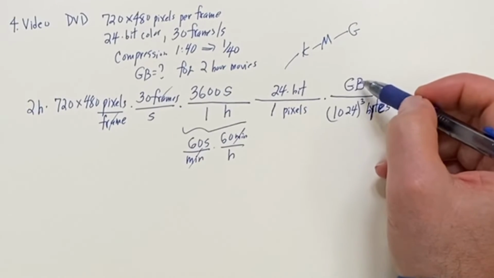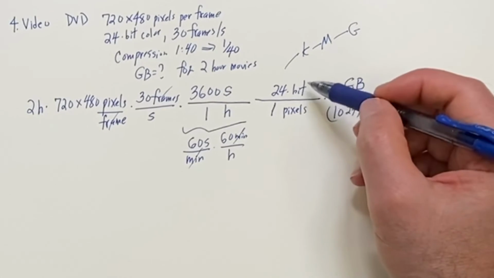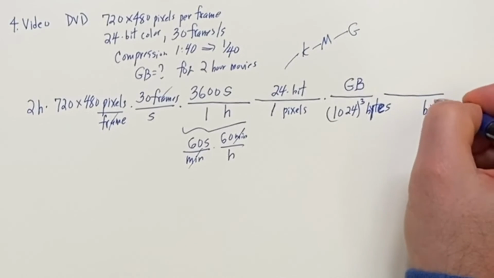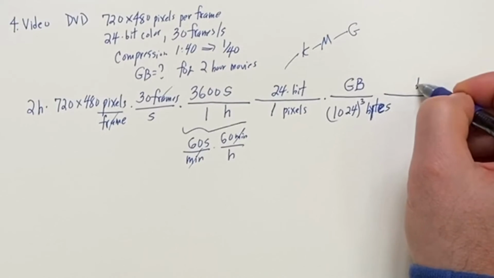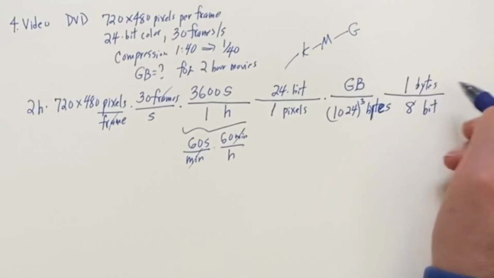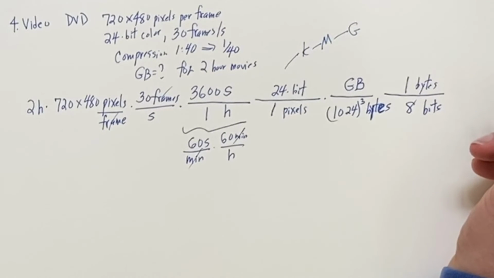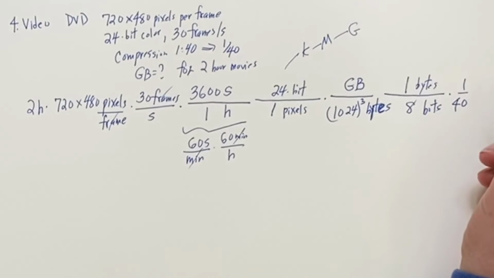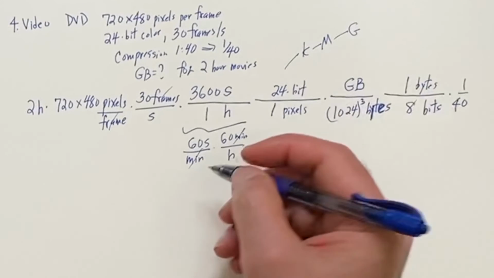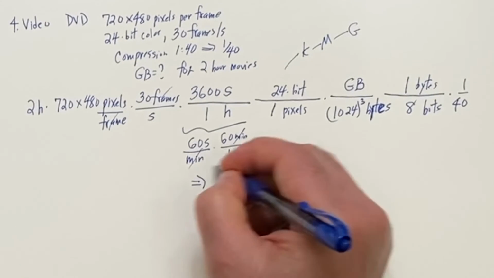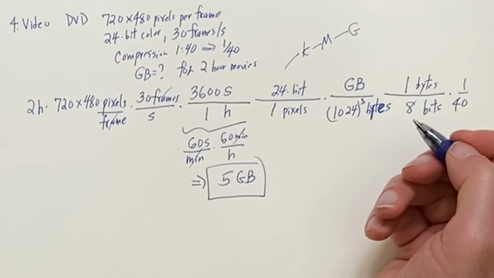So now I've got to get rid of the bits and the bytes. Here's how I do that. I want the bits down here to kill that bits. I want the bytes up there to kill that bytes. And I have 1 byte is 8 bits. All right. So that should do it. I need compression 1 over 40. Multiply it all out. You get 5 gigabytes, which is about what a DVD can hold, like 4.7.